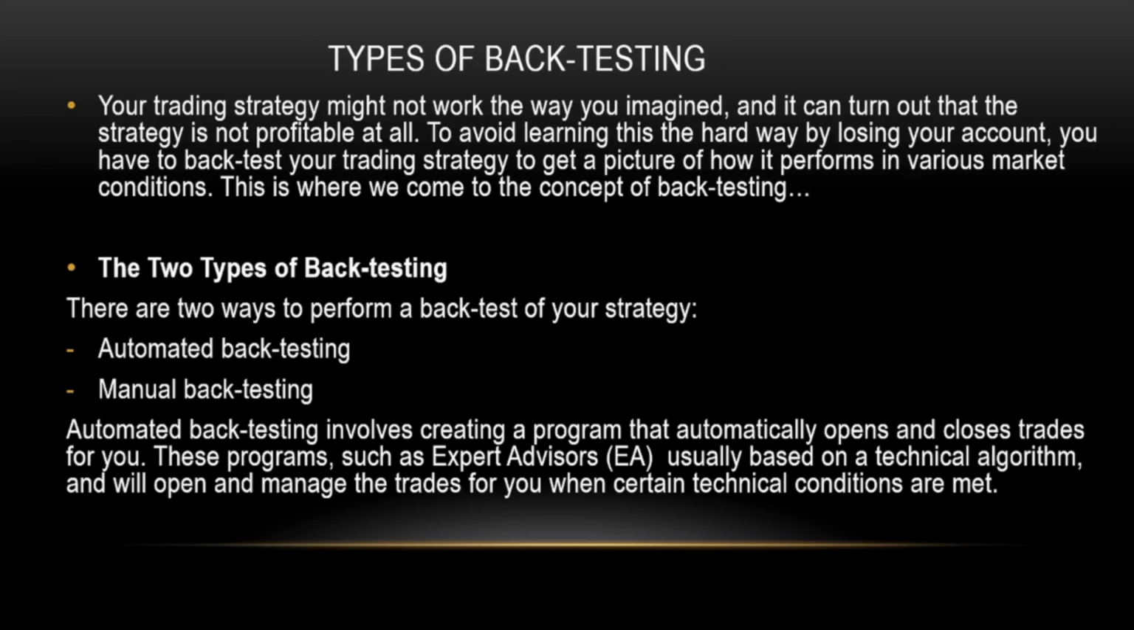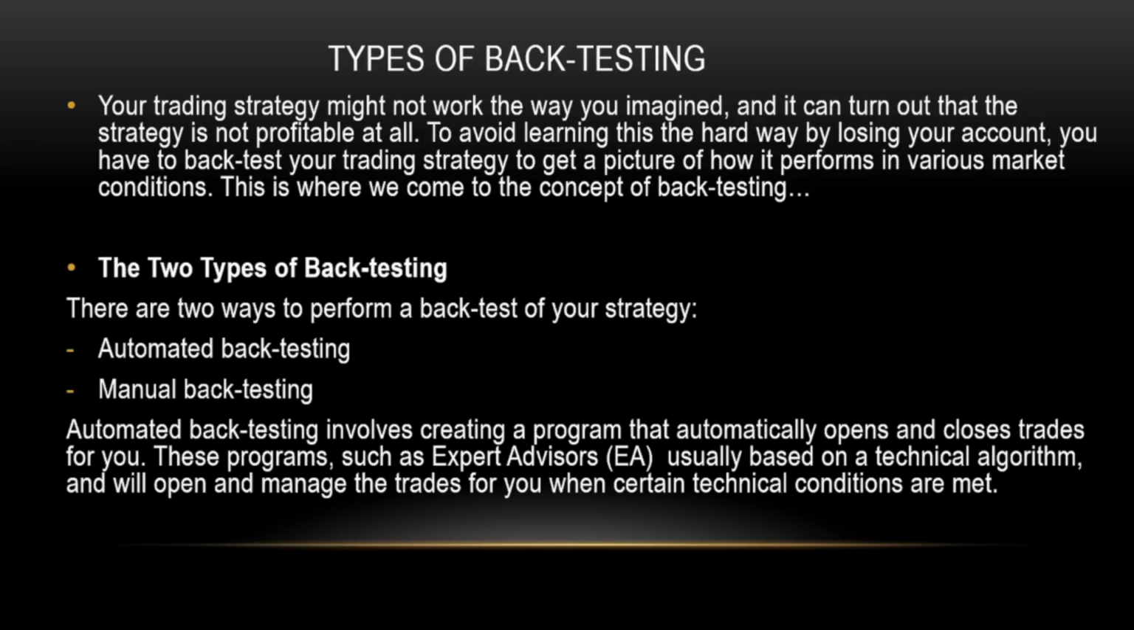Number one is automated back testing, also known as EAs or robots. And then the second one is manual backtesting. Manual backtesting is when you're going to do the backtesting yourself. Okay, so now let me start by explaining what I mean by automated backtesting. Automated backtesting involves creating a program that automatically opens and closes trades for you. These programs, such as expert advisors, also known as EAs, are usually based on a technical algorithm, and will open and manage the trades for you when certain technical conditions are met.